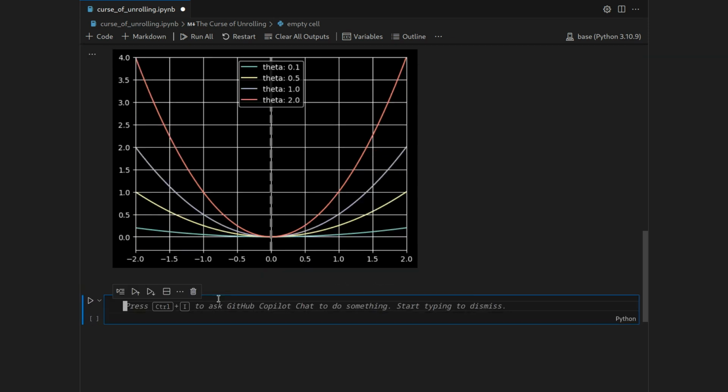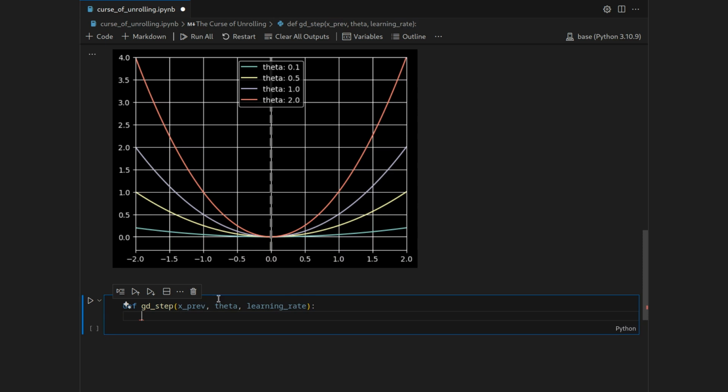For this, let us implement the gradient descent step. So let's call this GD step, and this gradient descent takes basically an x previous, a theta, and a learning rate. And then it essentially computes an x next by saying that this is x previous minus the learning rate multiplied with the gradient. And how do we get the gradient?